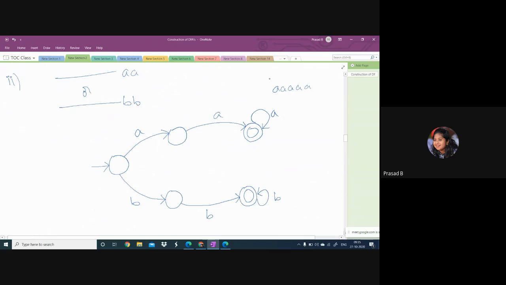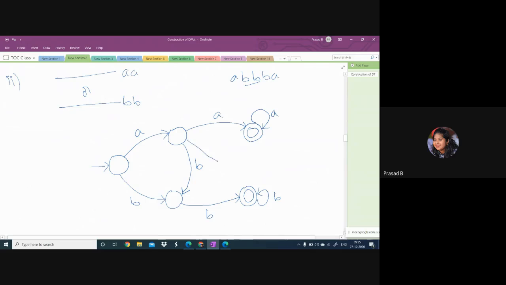And suppose starting is A, then B, no, it is invalid. So if A, from initial A comes, we'll go to this. If B comes here, and again B comes, yes, ending with BB. So it will go to the final. And as long as B comes, final. If A comes, it is invalid.